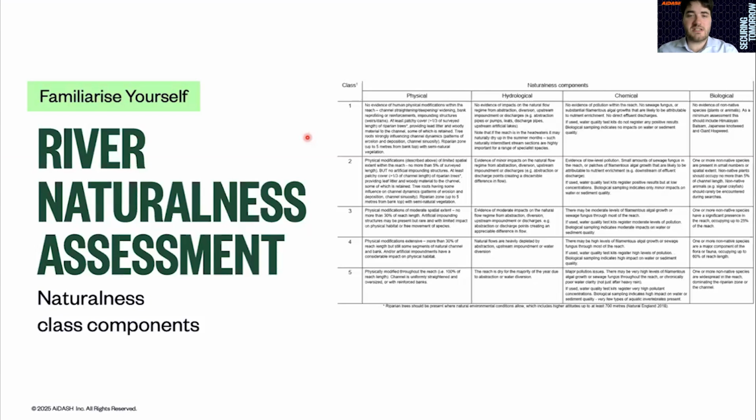Chemical refers mostly to pollution and evidence of pollution that you can see. You can follow this guide pretty well to get that. And biological is things like non-native species. So everyone who's going to site should be familiar with doing these river naturalist assessments, because they're not supposed to be restricted to river experts. And then by doing so, you can work out what distinctiveness category that watercourse is.